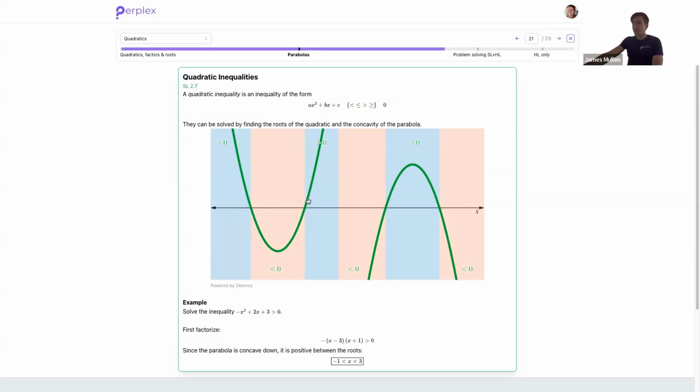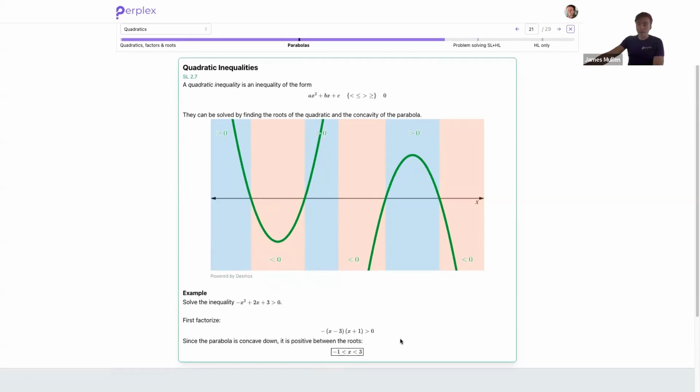It's going to be negative between the two roots, and positive again to the right of the second root. And it's going to be the opposite for a concave down quadratic. So it's going to be positive between the roots and negative outside the roots. And you've got to be really careful when you're looking at a question whether it's greater than or equal to, because that's going to affect how you write down your answer.